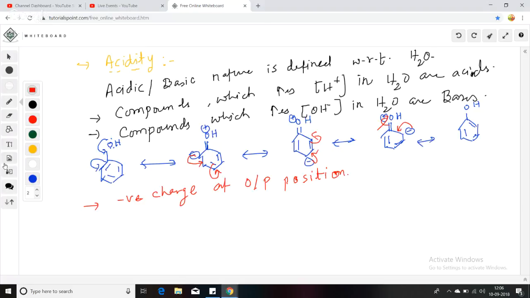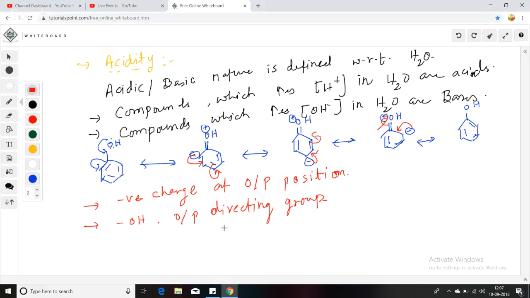Now another thing is what? Since this OH group increases the electron density on ortho and para positions through resonance, we call this group, the OH group or hydroxy group, an ortho, para directing group. Ortho para directing group, this also we can say. Now, coming back to the acidic part of it, there are two things you must keep in mind. This helps you in understanding the reaction of phenol. We'll do this later on in this chapter.